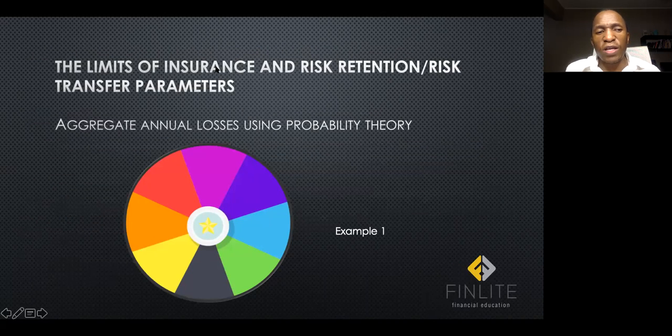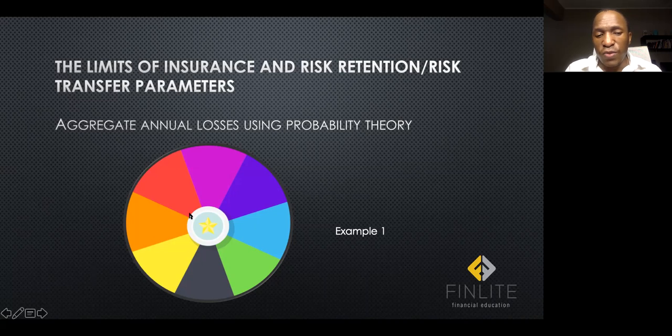Okay, let's look at the limits of insurance and the risk retention and risk transfer parameters. Let's look at the probability theories. It's a very interesting concept: aggregate annual losses using a probability theory. So let's look at this cycle, for instance. This is a first example.